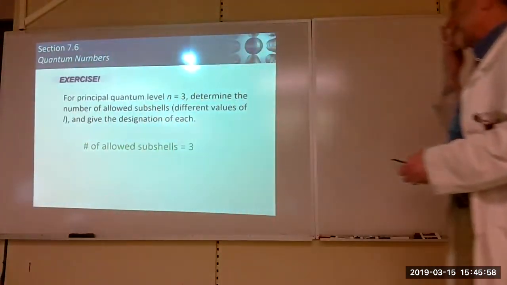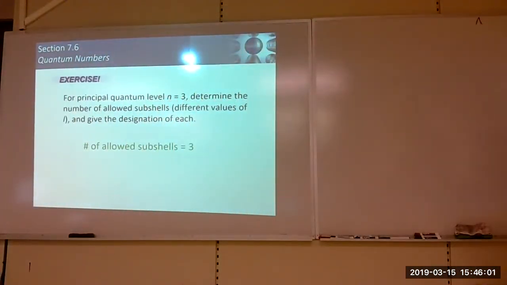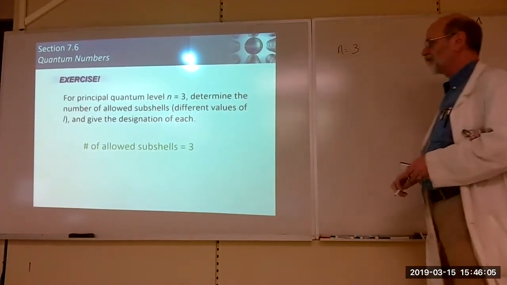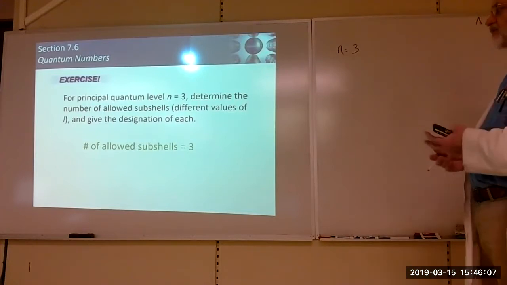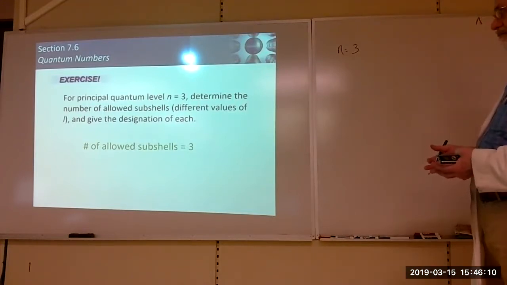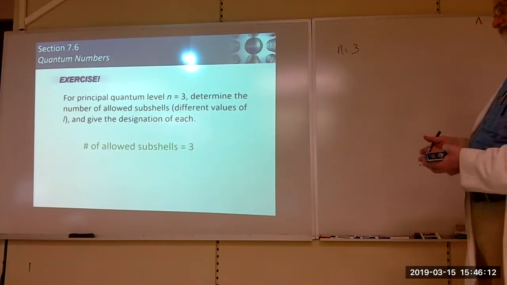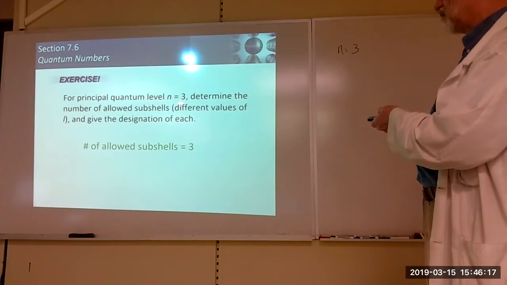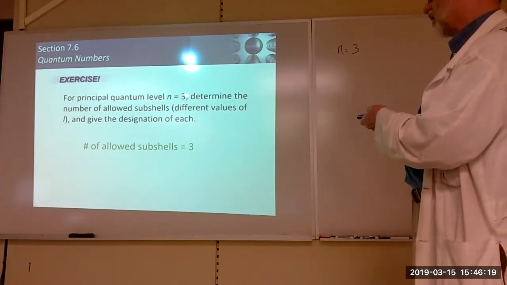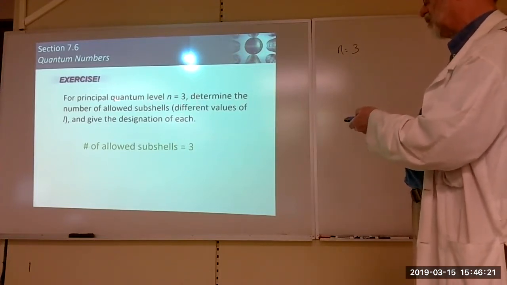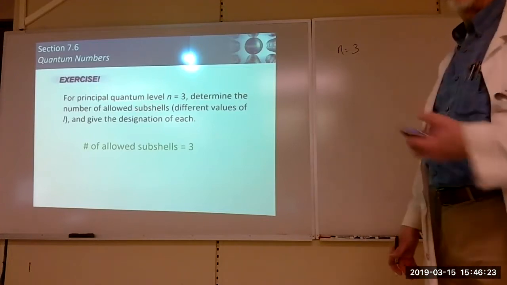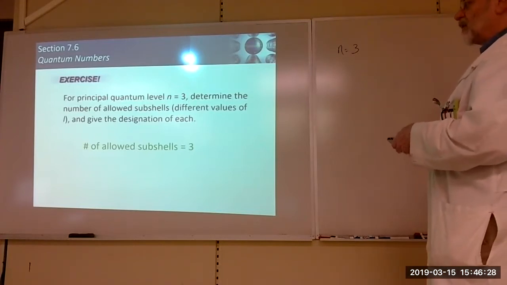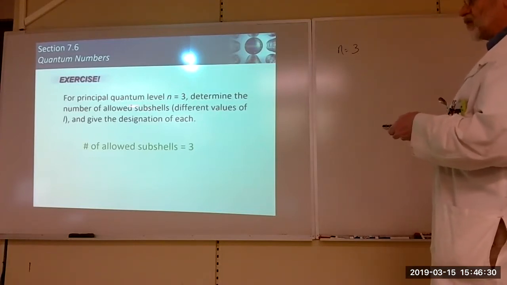Well, let's see if we understand this. Say we have a principal quantum number, n equals 3. How many subshells are allowed? Okay, they're saying this is the energy shell level, the primary energy level, then subshell. So we're talking about l only. Determine the number of allowed subshells, different values of l.